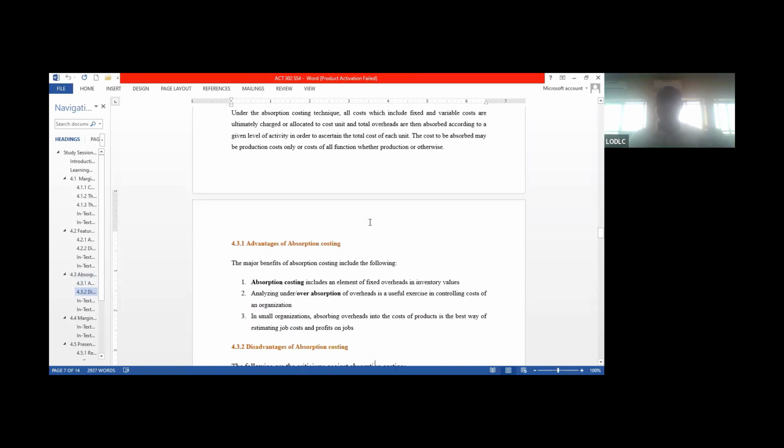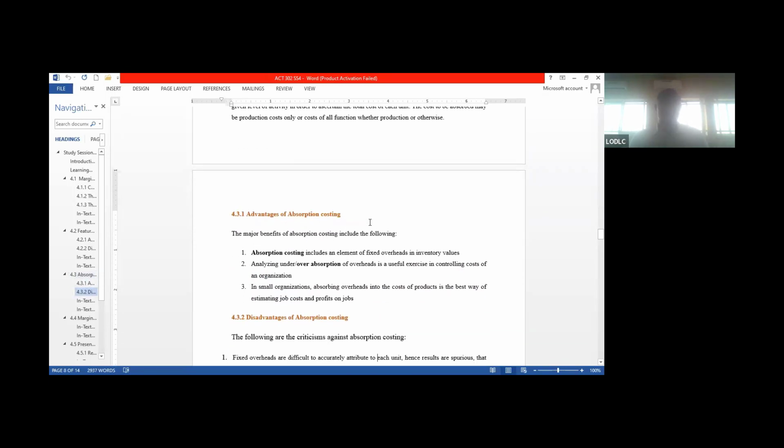The major advantages of absorption costing include the following. Absorption costing includes an element of fixed overhead in inventory values. Absorption costing analyzes under and over absorption. That's a major thing in absorption costing: under absorption and over absorption.